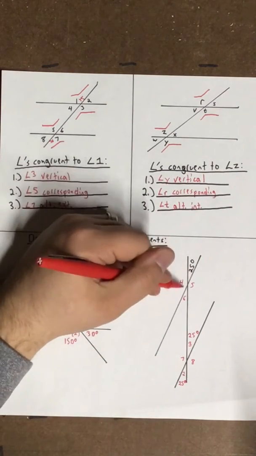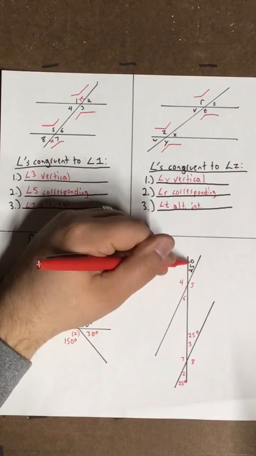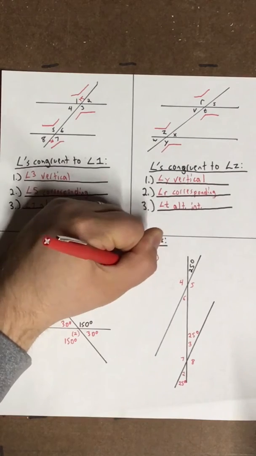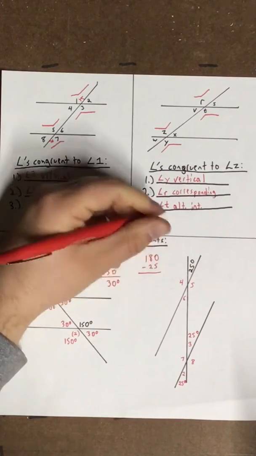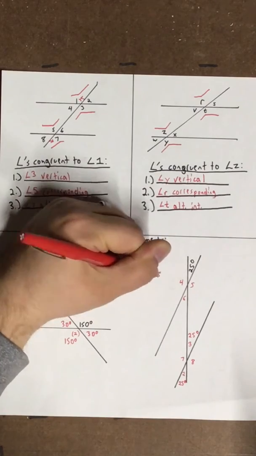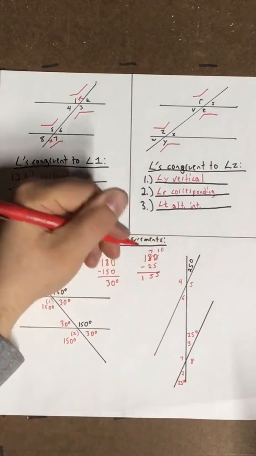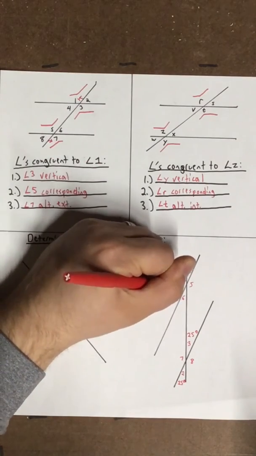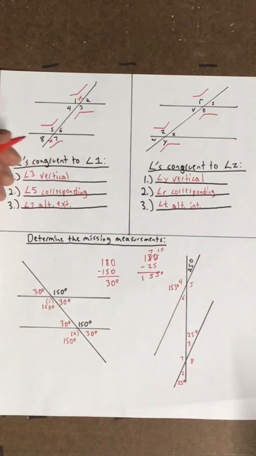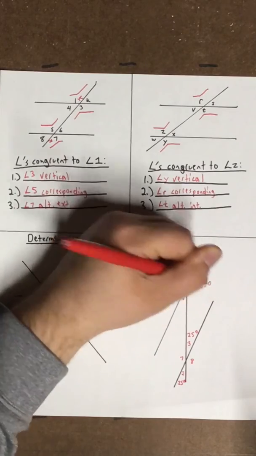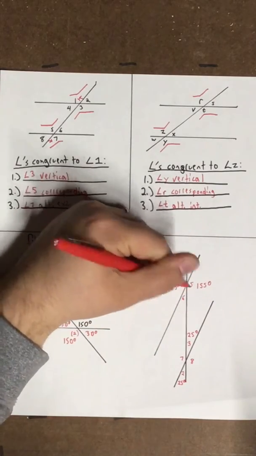4, if you notice, is an obtuse angle. 25 is an acute. So I need to figure out what other number goes here. I can take that 180, subtract the 25 that I've been working with, and I'm going to get 155 is what my obtuse angle would be. So this is going to be 155. Five is also going to be 155 degrees because these are going to be vertical.